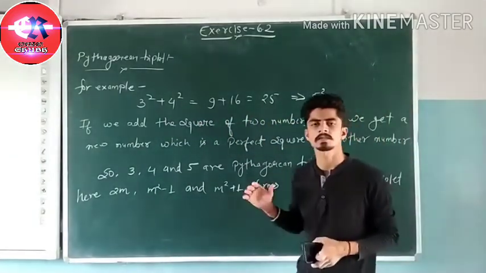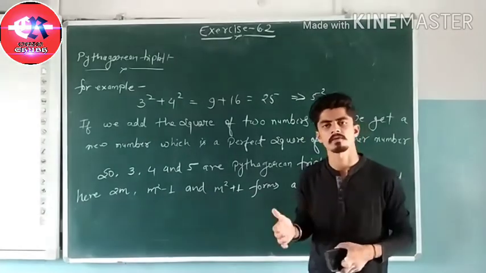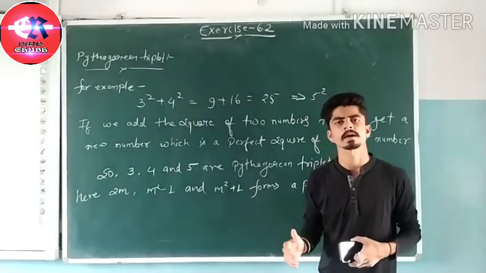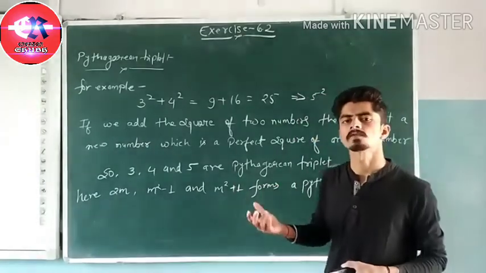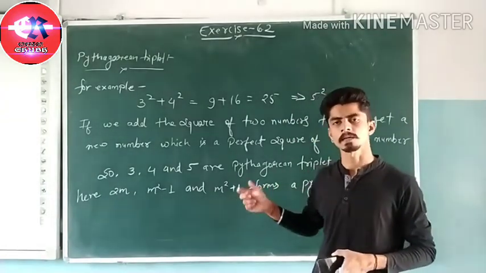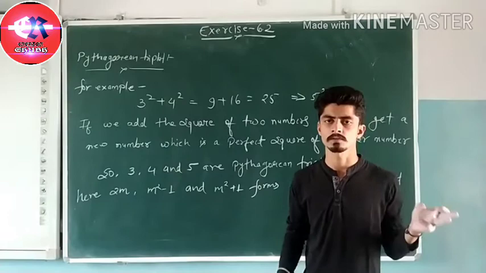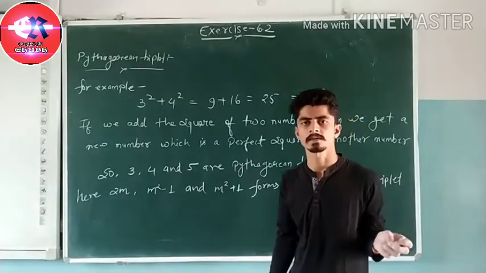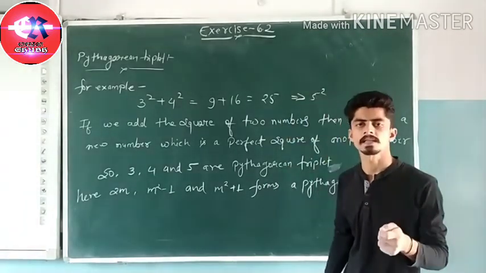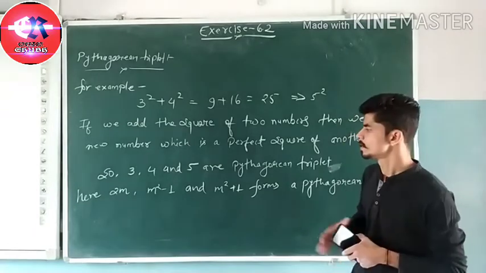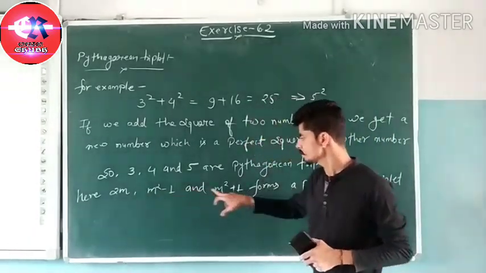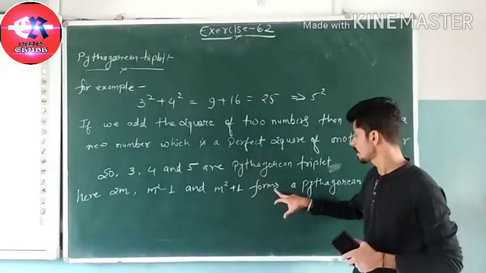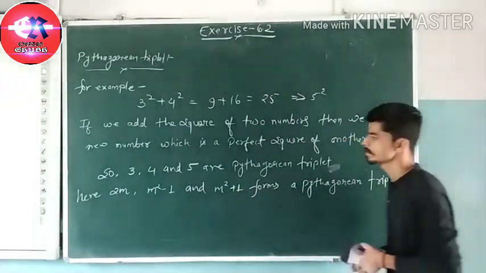That means if we add the squares of 3 and 4, we get the square of 5. So whatever number we get after adding the squares of 2 numbers, that particular number and those 2 numbers form a Pythagorean triplet. Here, 2m, m square minus 1 and m square plus 1 form a Pythagorean triplet.